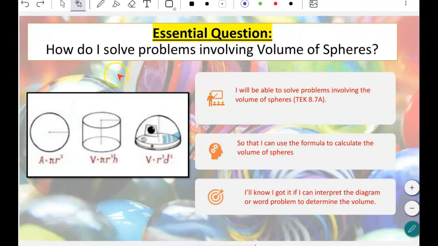Our essential question is, how do I solve problems involving volume of spheres? I will be able to solve problems involving the volume of spheres so that I can use the formula to calculate the volume of spheres. I'll know I got it if I can interpret the diagram or word problems to determine the volume.